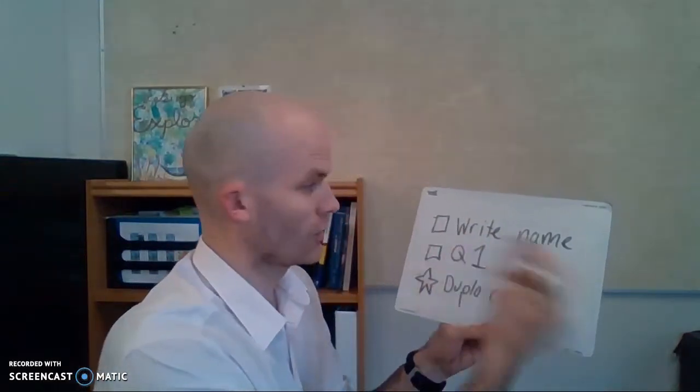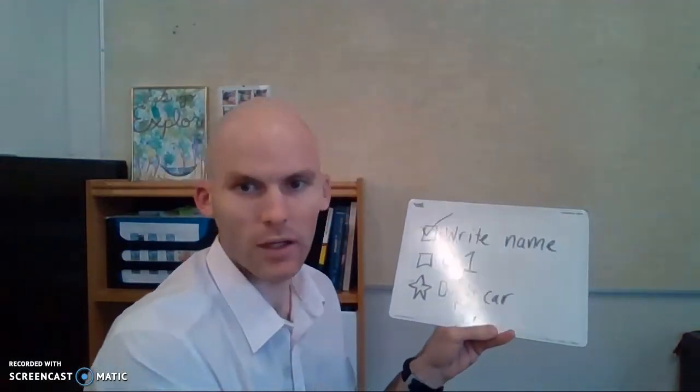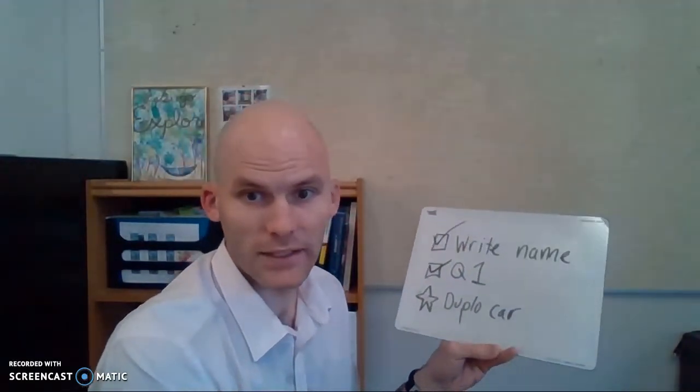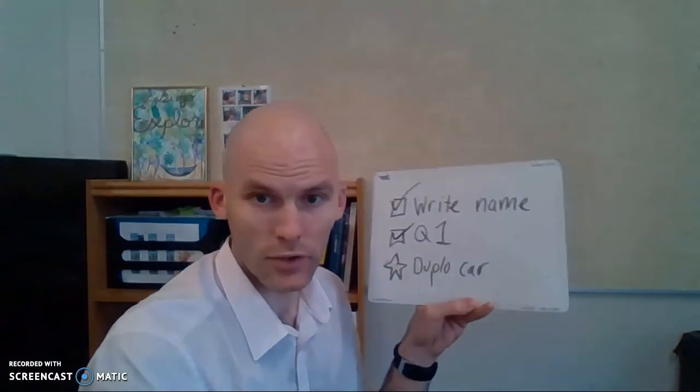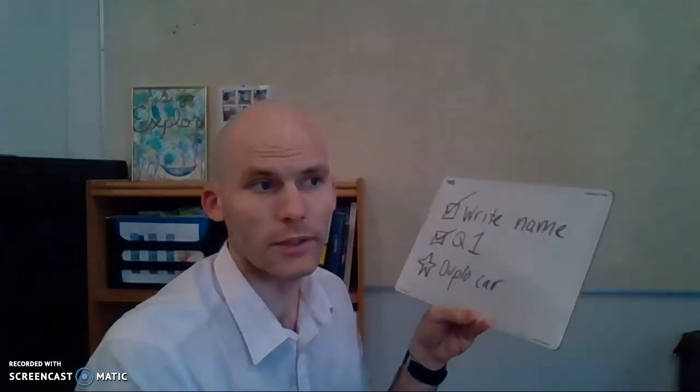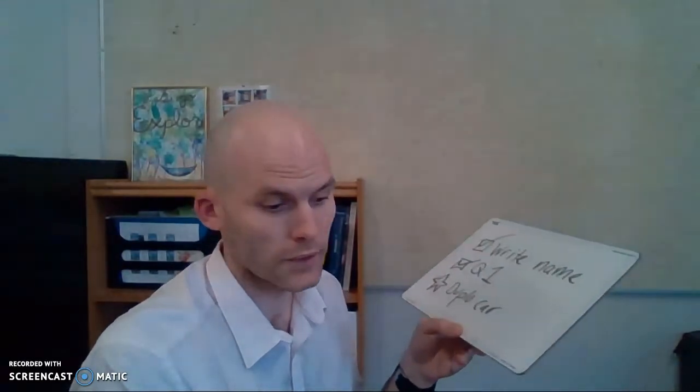Excellent. So they write their name. They do a check mark, feeling pretty empowered. They do question 1, feeling fantastic. Guess what? They get the Duplo car. This is an example of a way that you can structure giving a reward.